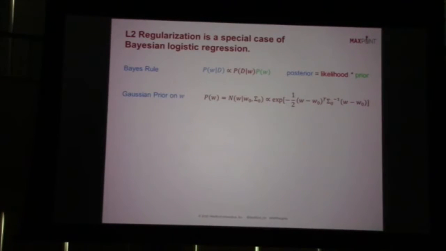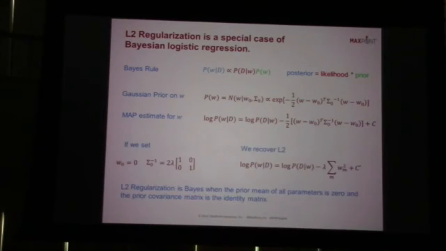If you work this through and you take the log of this, what you usually do is maximum a posteriori estimation, where you're finding the parameter that maximizes the posterior probability. We usually do this in log space simply because the probabilities are really small. And when you do this, you see that the second term there now becomes a quadratic form. Now, if we set both W sub naught, the prior mean, to 0, and sigma sub naught to an identity matrix, you recover the L2 regularized regression. Everything just drops out, and now we're back to L2.